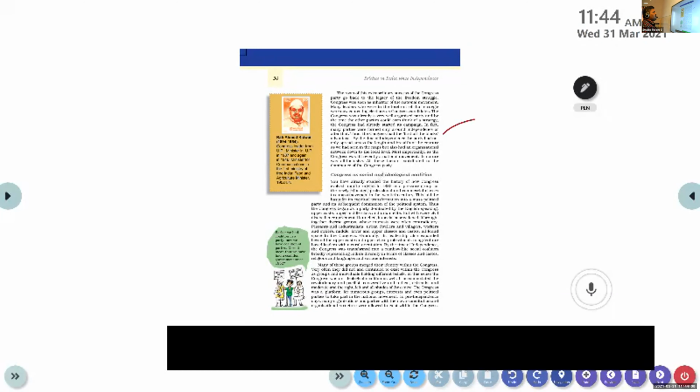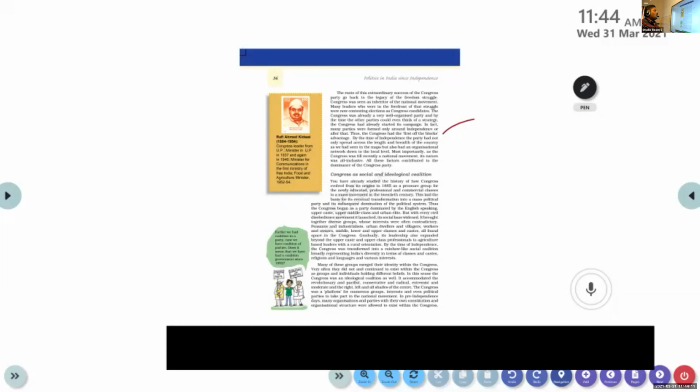By the time of independence, the party had not only spread across the length and breadth of the country, as we had seen in the maps, but also had an organizational network down to the local level. Most importantly, as the Congress was still recently a national movement, its nature was all inclusive. All these factors contributed to the dominance of the Congress party.